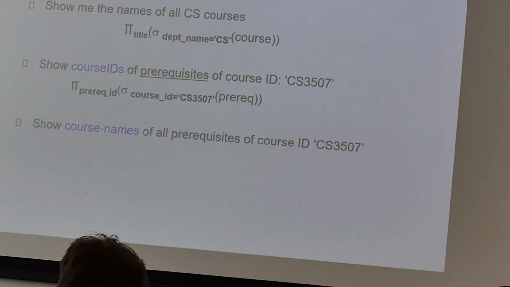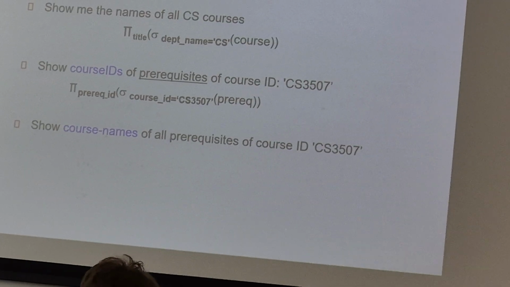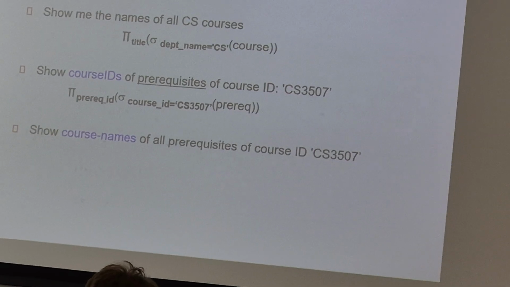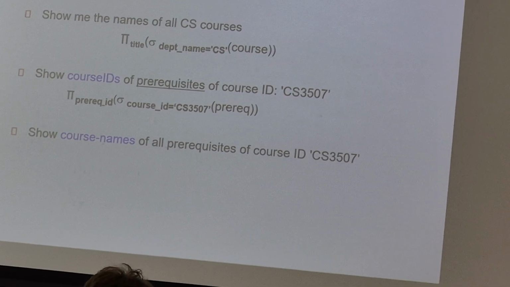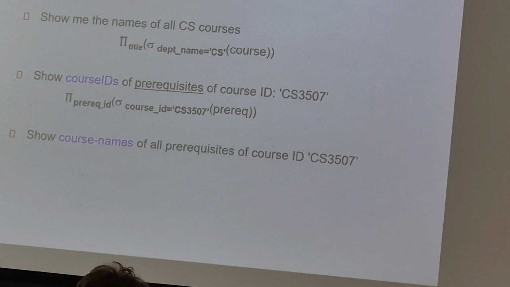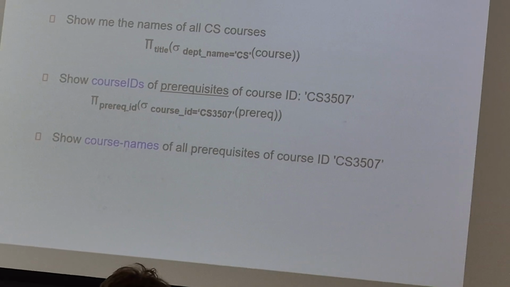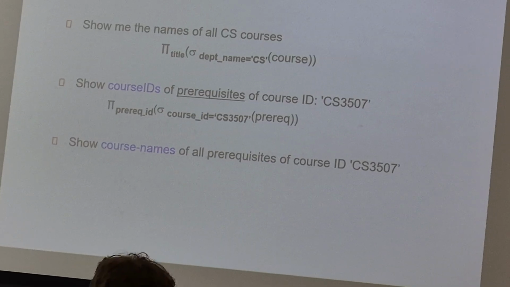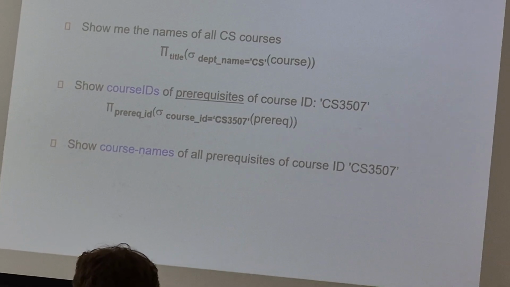Well, we start off by doing what we did before by selecting the course IDs from the prerequisite table, just we'll need that. And then we want to select all of the rows from the prerequisite table that have a course ID value of CS 3507? Yep.